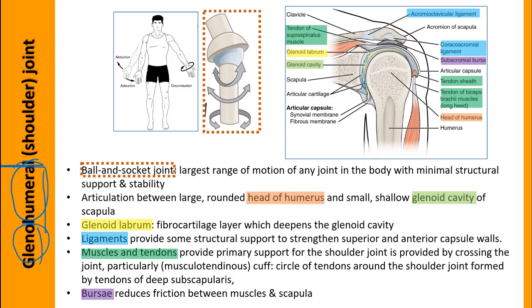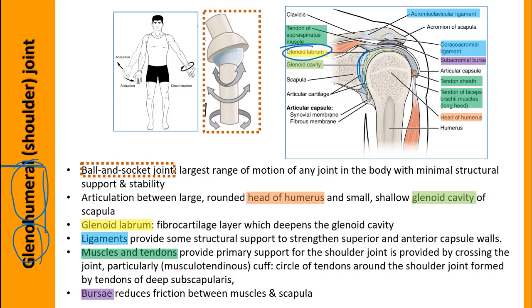And what happens is you have a layer of fibrocartilage called the glenoid labrum, which deepens the glenoid cavity to make it a little bit more stable. What you can see here is you've got a lot of different ligaments. Again, no need to actually know or memorize the name of the different ligaments. So the ligaments are like duct tape, very strong tape to actually keep the joint together.